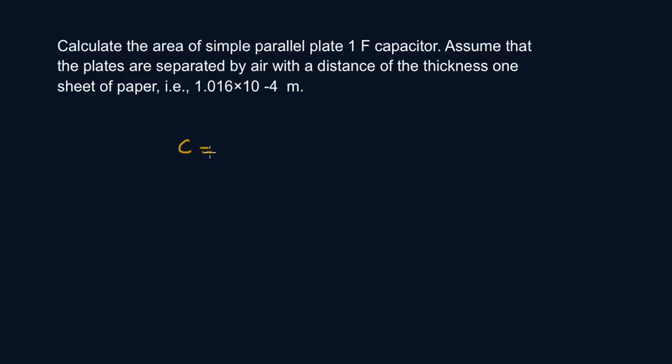C is equal to epsilon times area over the distance. So it looks like we have the distance. We have epsilon, which I will show you how to find in the handbook. It's given, a constant value. And we have the capacitance, which is 1 farad. So C is equal to 1.